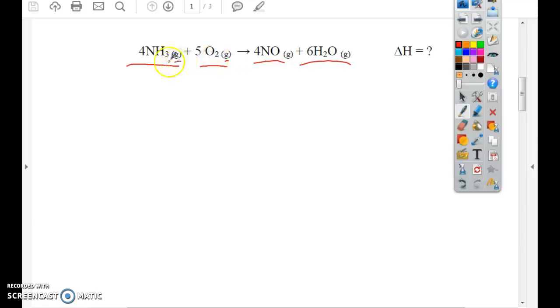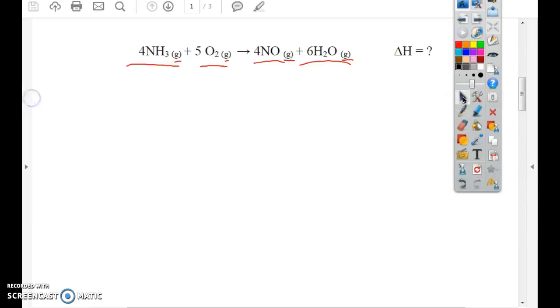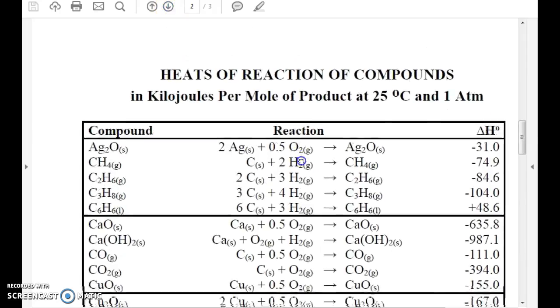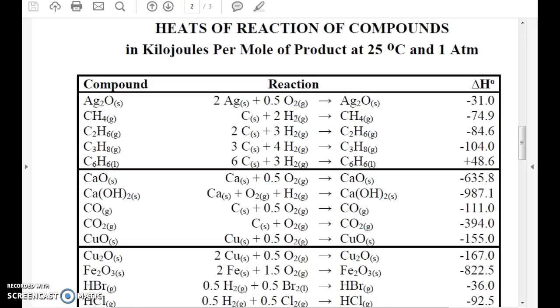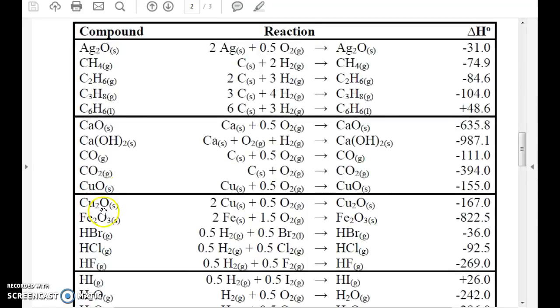They're all gases, and that's going to be an important part of this. And it wants you to figure out the delta H for that reaction. So what you have to do is go to your reference packet and go to the heats of reactions page. And what you want to do is pick out those 4 things.